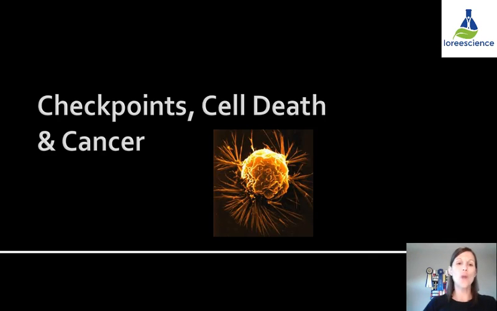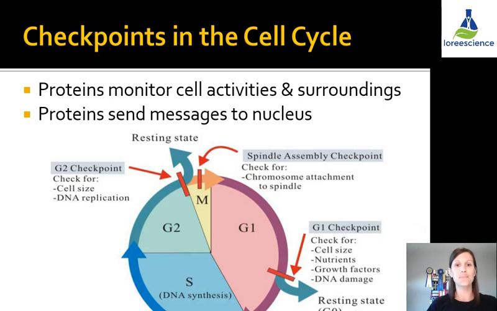Hi, this lesson focuses on what happens when the cell cycle and cell division doesn't happen normally, or it's abnormal. So we're going to take a look at what checkpoints are, normal versus abnormal cell death, and what can arise if cells do not die when they're supposed to, which is cancer.